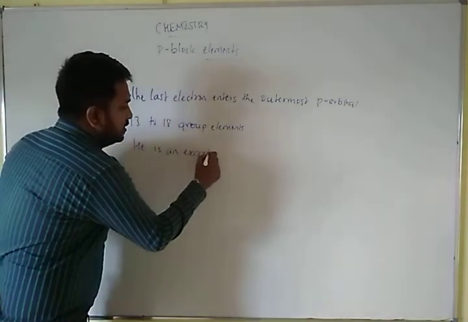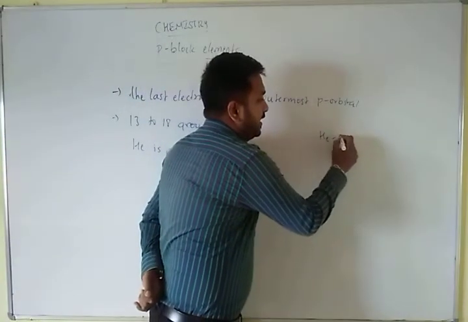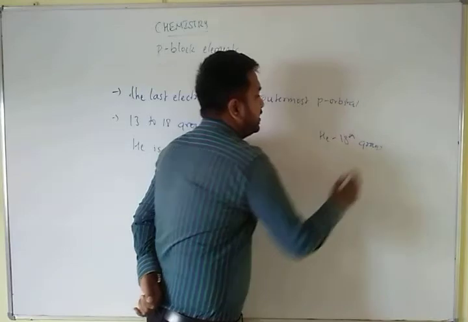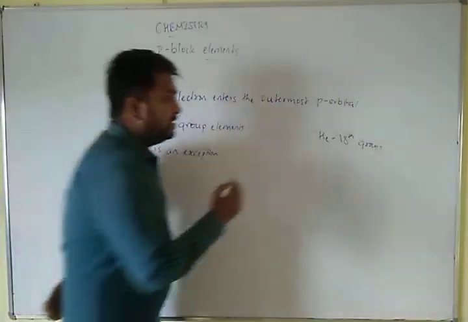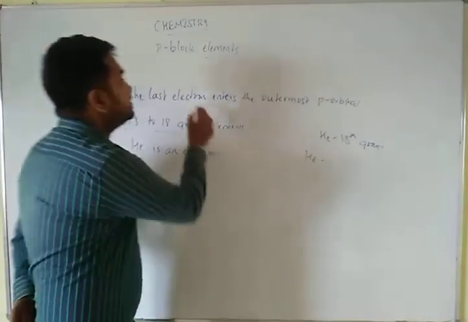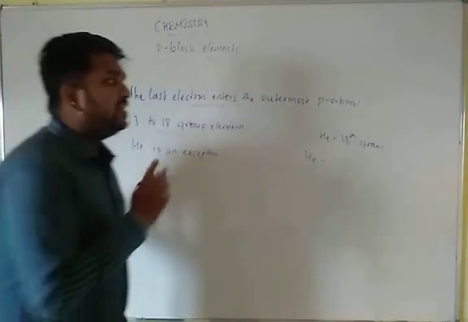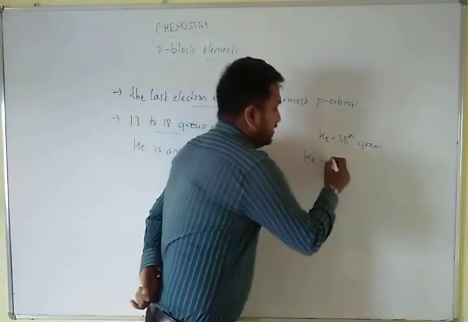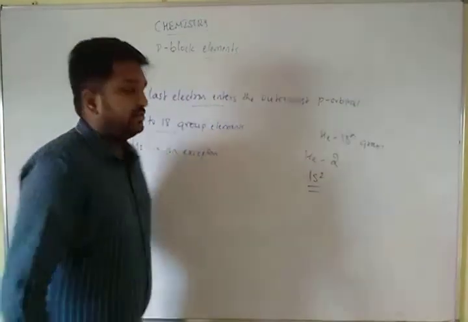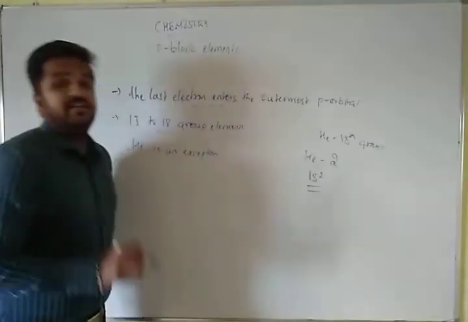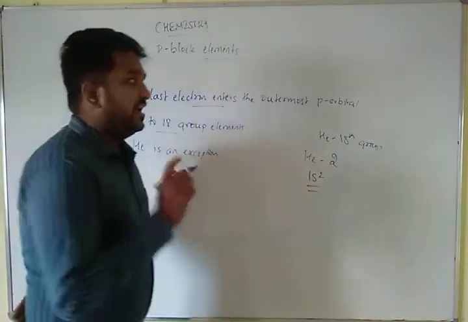Why is it so? Helium, as you have observed in the periodic table, comes under the 18th group. Clear? The 18th group we have considered as P block elements. It is a noble gas, helium. But coming to its electronic configuration, if we take this definition, that the last electron enters the outermost p orbital, helium is an exception, because the atomic number is 2, so the electronic configuration is 1s2. Clear? In this case, the outermost electron is in the s orbital, although it is placed in the P block because it is placed in the 18th group.